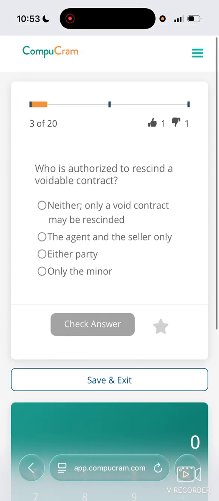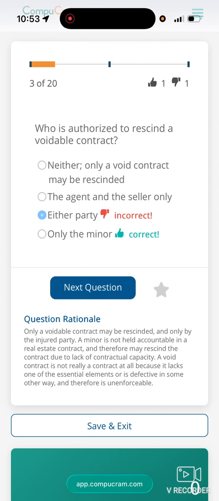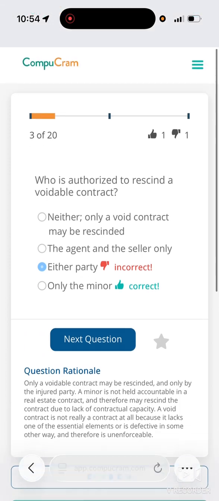Very important. Who is authorized to rescind a voidable contract? Neither, only a void contract may be rescinded. The agent and the seller only. Either party. Only the minor. Let's try either party. Okay. Question rationale: only a voidable contract may be rescinded, and only by the injured party. A minor is not held accountable in a real estate contract, and therefore may rescind the contract due to lack of contractual capacity. A void contract is not really a contract at all because it lacks one of the essential elements or is defective in some other way, and therefore is unenforceable.